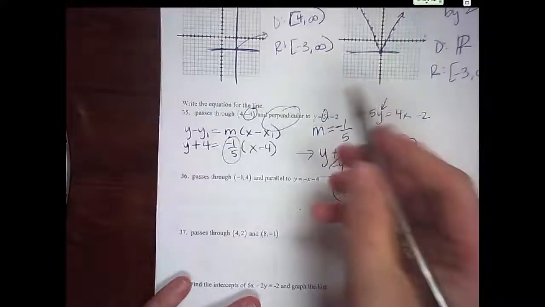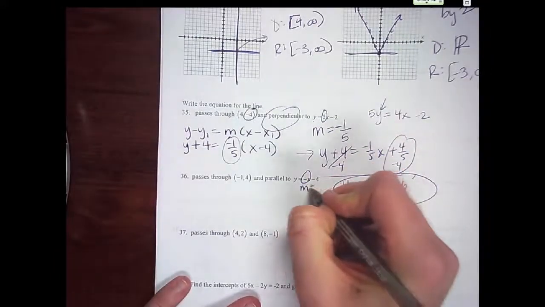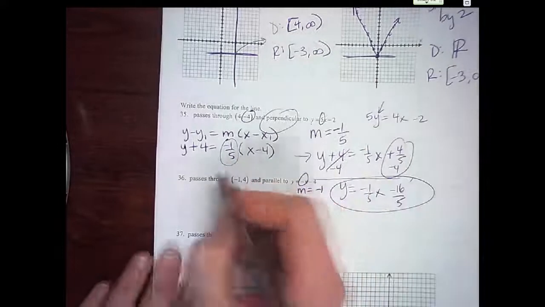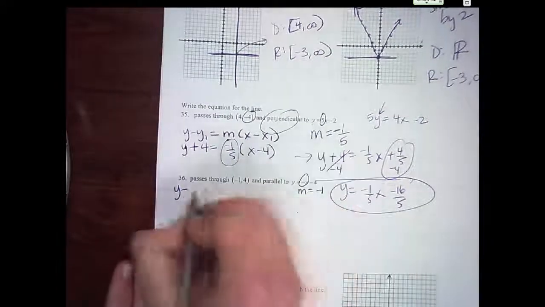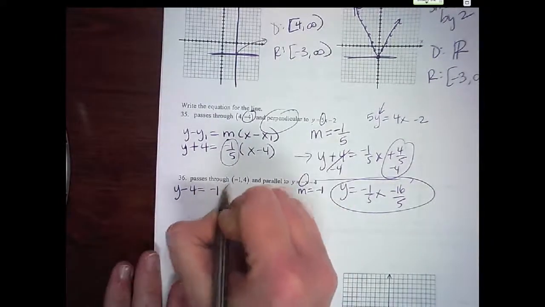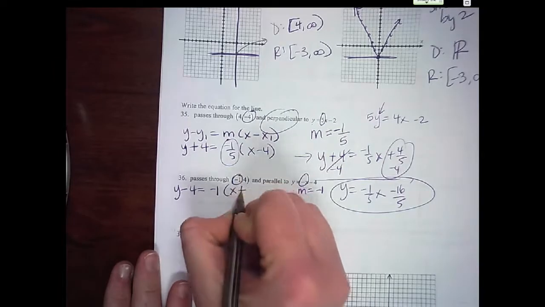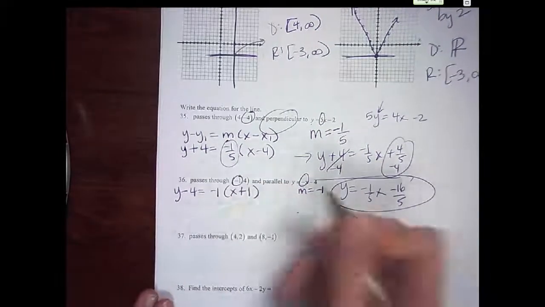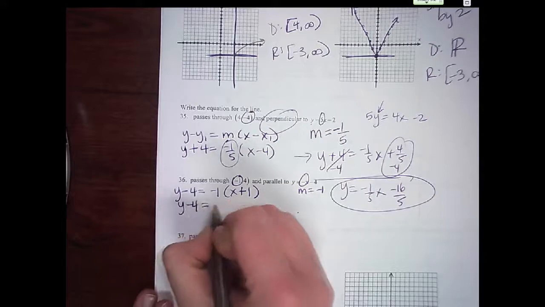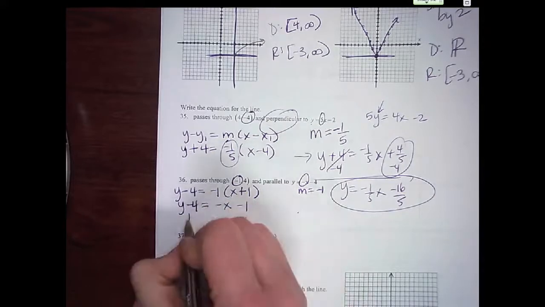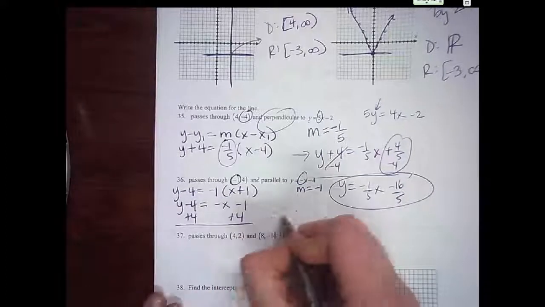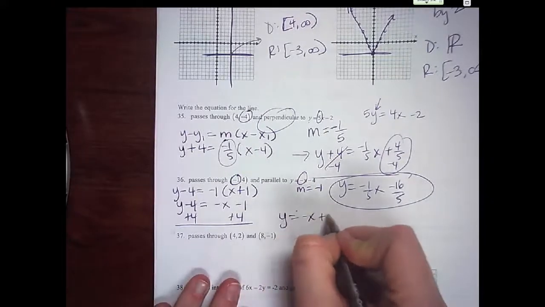Number 36, the slope is negative 1. Parallel, same slope. So I'm going to use the slope of negative 1. Same formula though. Y minus 4 equals negative 1 times x minus a negative 1. So it becomes positive. Y minus 4 equals negative x minus 1. Add the 4 over. Y equals negative x plus 3.